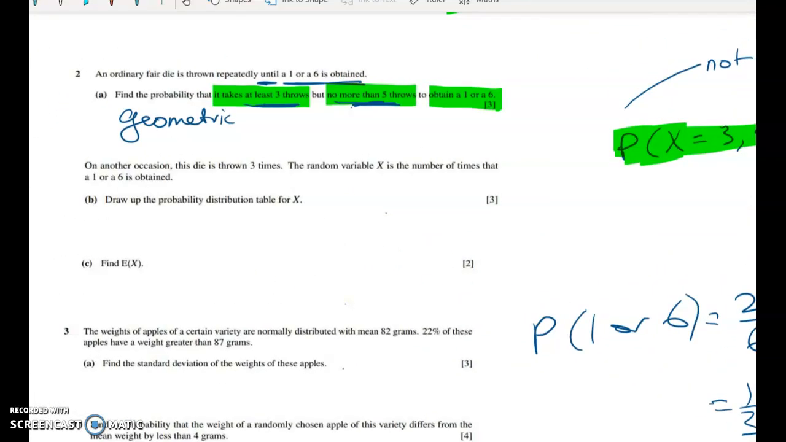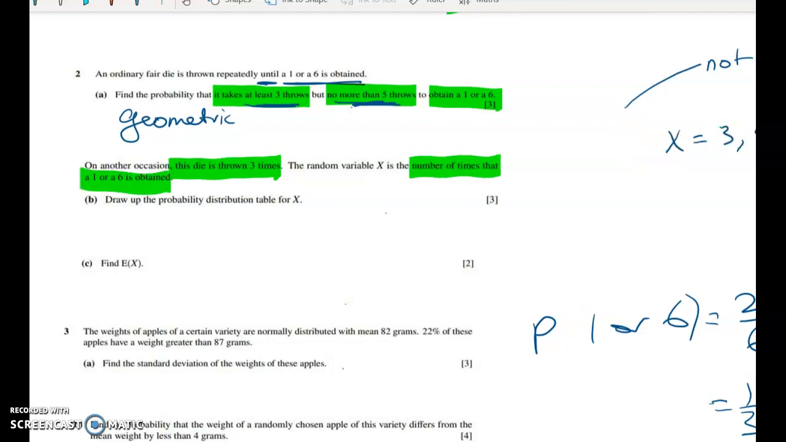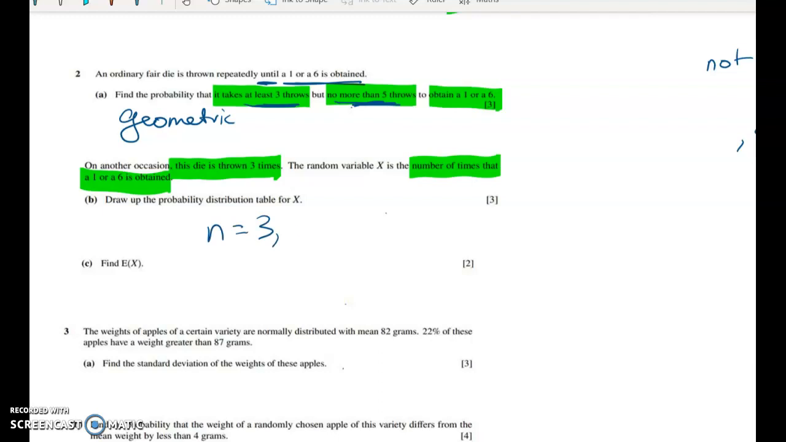And then we're given a second probability question, which is going to be a binomial question, because we're told that now we are throwing the die 3 times. So we've got a fixed number of trials, and the random variable is the number of times that we're getting a 1 or a 6. So the situation we're working with now is a binomial, and n is 3, and p is 1/3. So we have to draw up the probability distribution table for x, for 3 marks, and then we have to find the mean of the distribution.